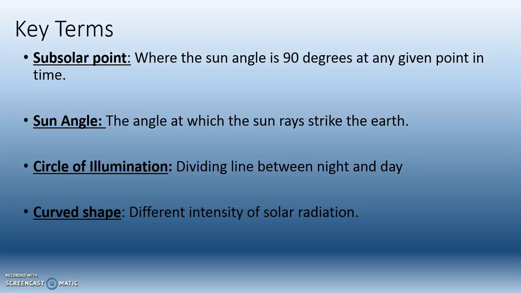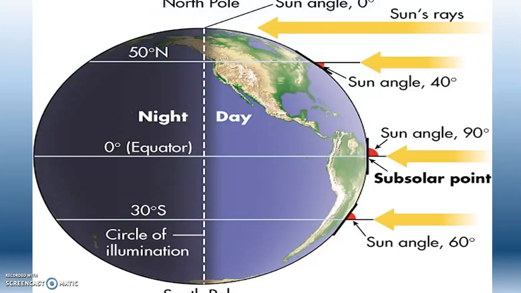But we know that we have the fluctuation and distribution of energy that's going to be different due to the curved shape of the Earth. So as a result, we have different intensity of solar radiation that is experienced. Okay, so here this diagram is looking at the subsolar point. So we see that the subsolar point is hitting the equator at 90 degrees. And everyone see that here? We have a nice 90-degree angle that's identified here. And so that would be the subsolar point.